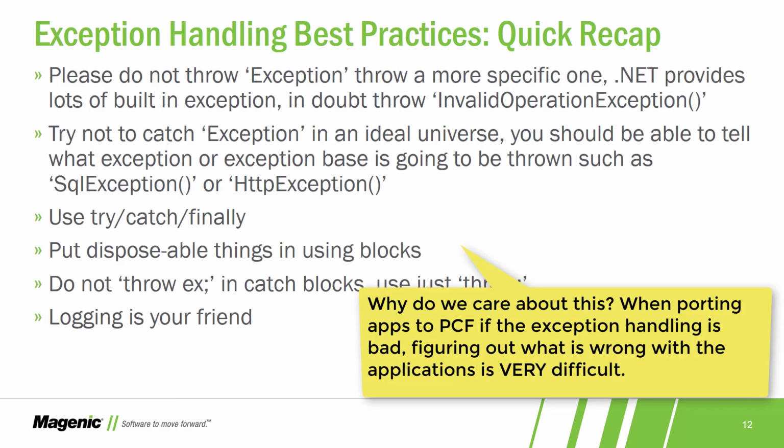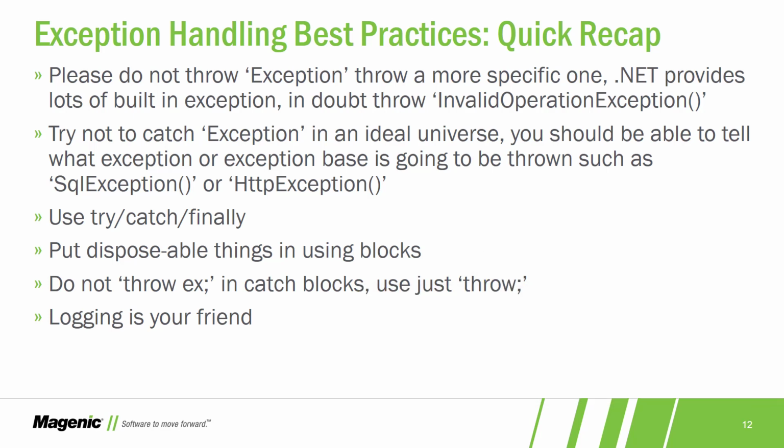Exception handling best practices. If there is one horrific weakness that we see most often in .NET code, it is misusing exceptions. Try not to catch Exception. In an ideal universe, you should be able to predict what exception your code is going to throw. So if you've got a bunch of code dealing with ADO.NET and you're dealing with SQL Server, you're going to get a SQL exception. If you're using System.Net.Http, you're probably going to get an HTTP exception. And so try to catch something with specificity.